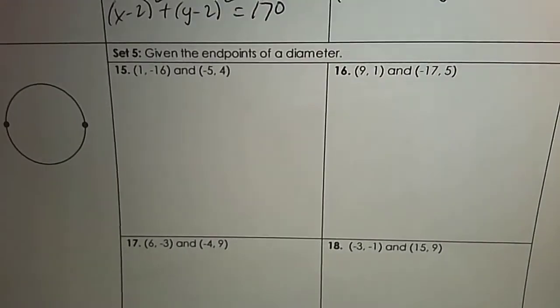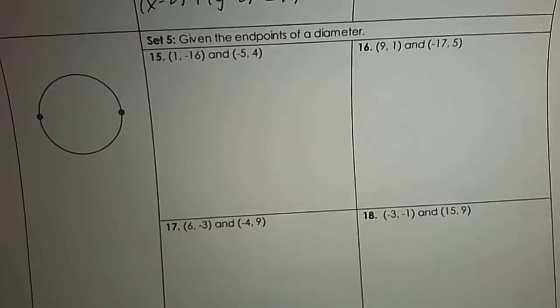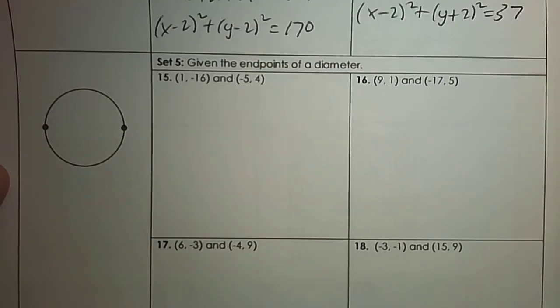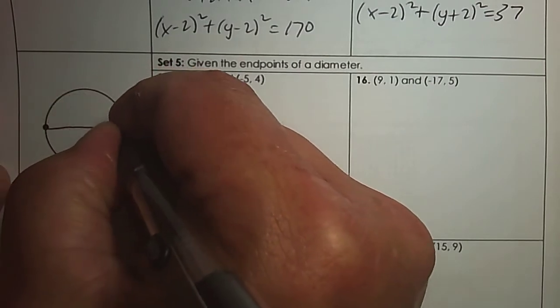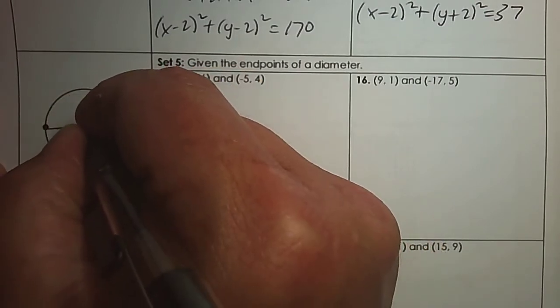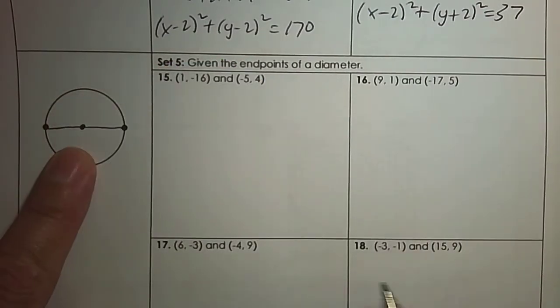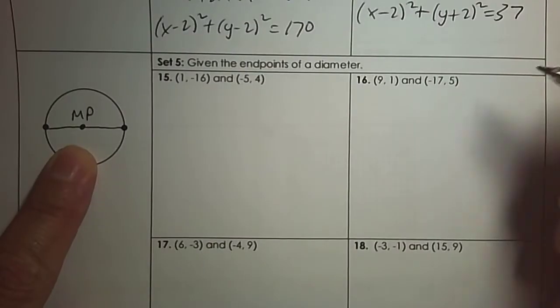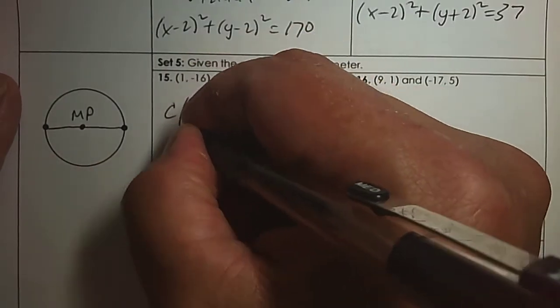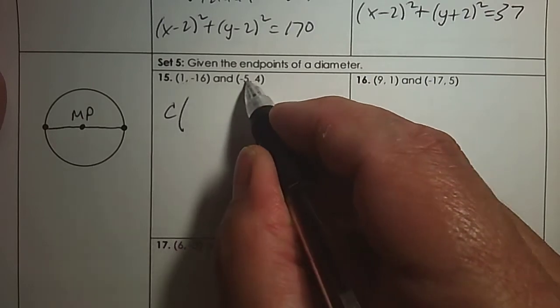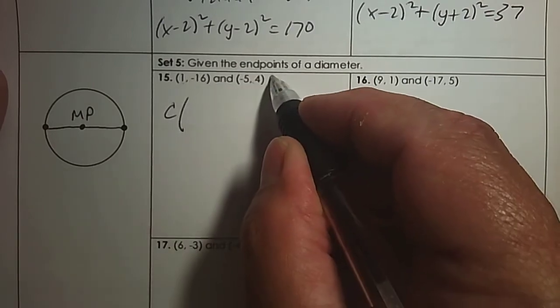All right, here's our last part. What happens if you're given the endpoints of a diameter? So if I know they're the ends of the diameter, I need to first of all find the center. And the center is going to be the midpoint. So to find the center, I'm going to find the average of the x's and the average of the y's.